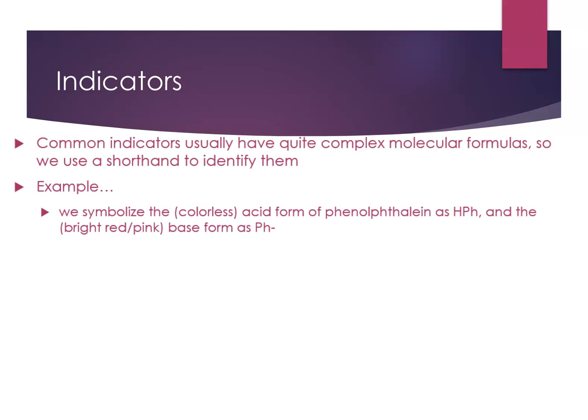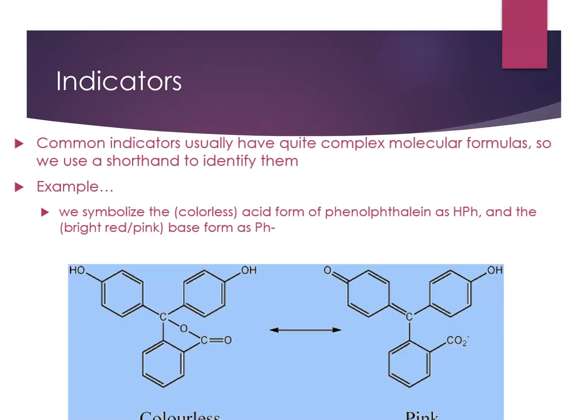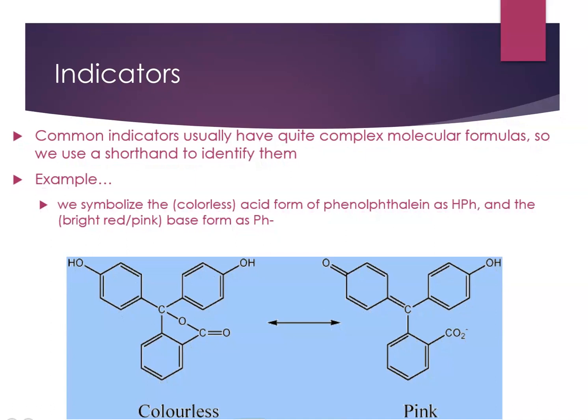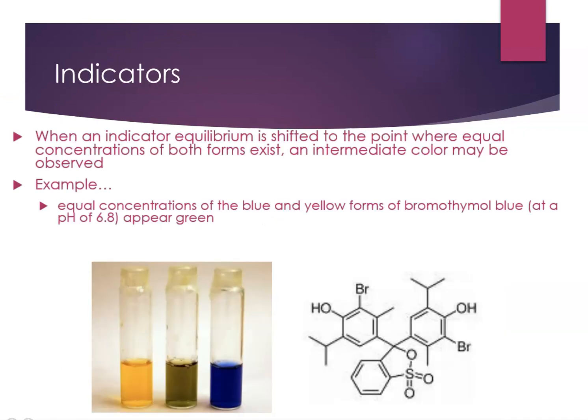The indicators that we will commonly use have very complex molecular structures, so we will typically use a shorthand to identify them. In the case of phenolphthalein, HPh is the acid form, and Ph- is the basic form. When an indicator equilibrium is shifted to the point where equal concentrations of both forms exist, you may observe an intermediate color. Bromothymol blue has a green intermediate color at a pH of 6.8.